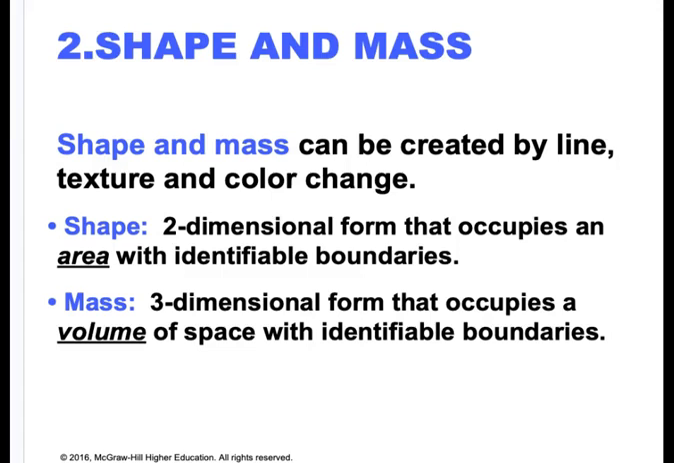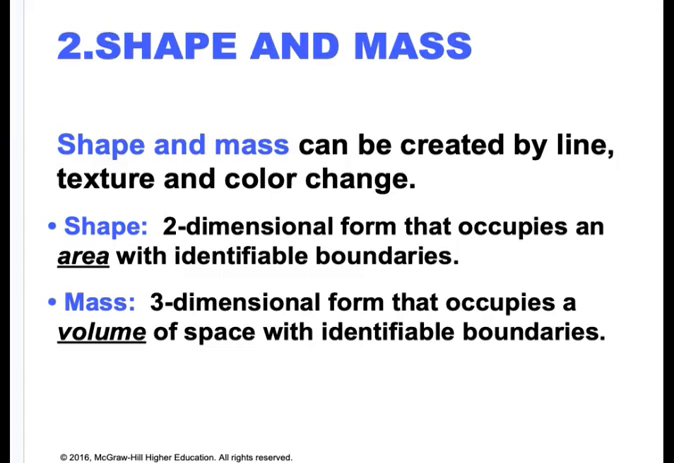Shape is a two-dimensional form that occupies an area with identifiable boundaries. So do you see how line and shape kind of mix together? We just said that an outline defines the edges of a two-dimensional shape, right? You have to use both of them in that sentence. And then we talked about contour lines, like we're going to see here with mass or form.